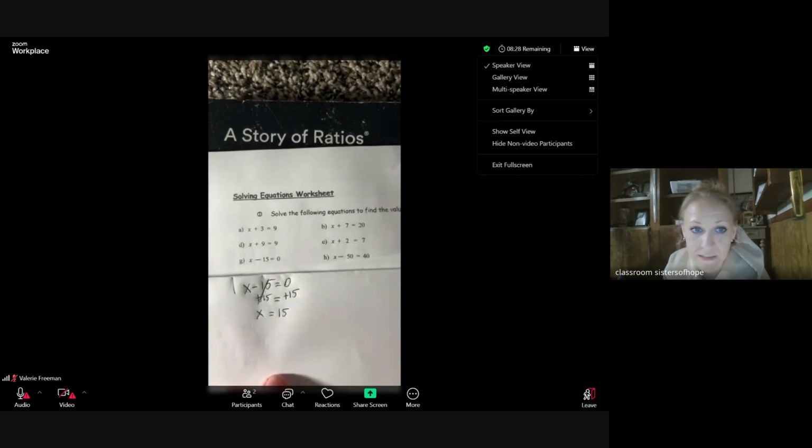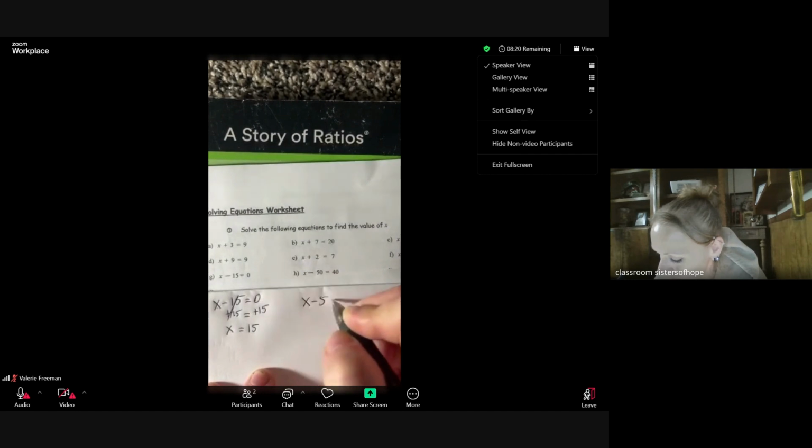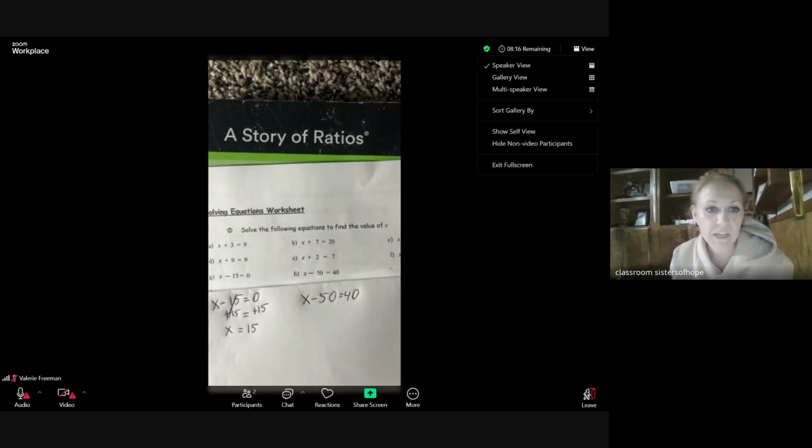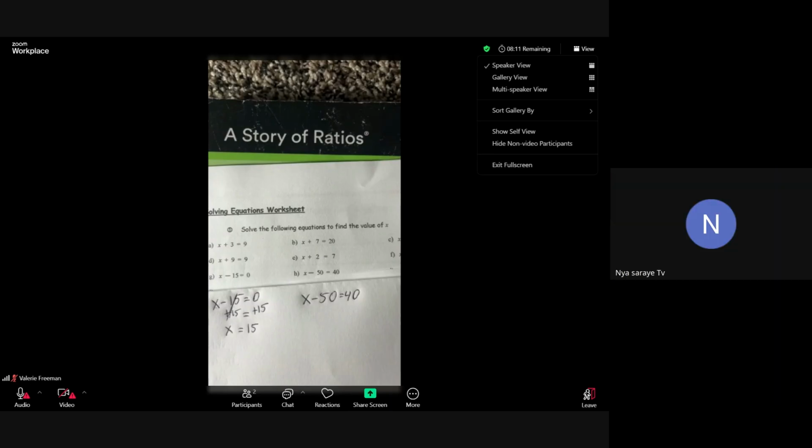All right. H is going to be about the same thing. I've got X minus 50 equals 40. What's my goal to find out what the X represents? Subtract 50 from 40 and 50. I'll take 50 away from 50. That's going to give me negative. No, that's a negative 50. So add 50. I don't know.